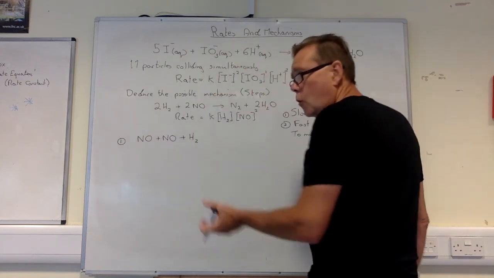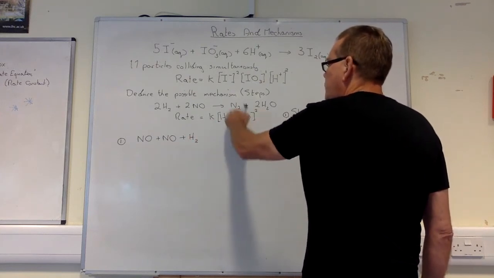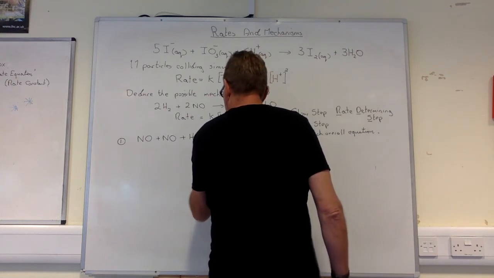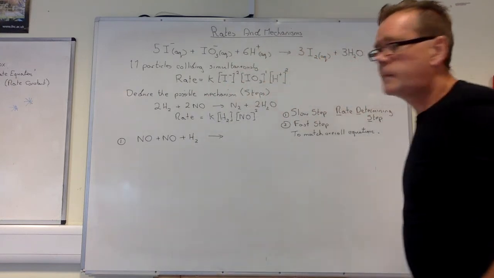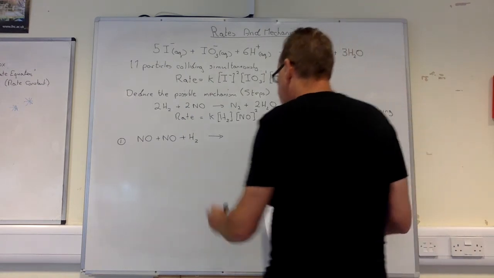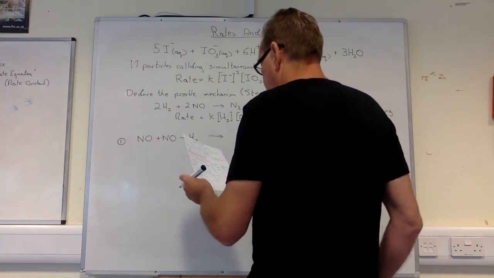That you can always do straight from the rate equation. If it's second order, 2. If it's first order, 1. Arrow. You're going to make something. Okay? Leave that blank for now. Right, then we look at the next possibility.